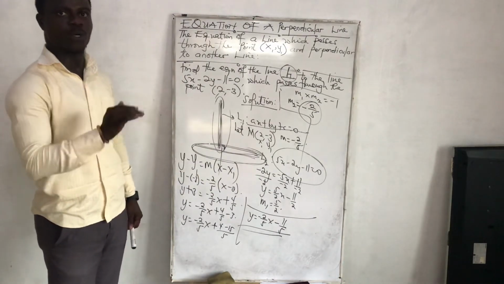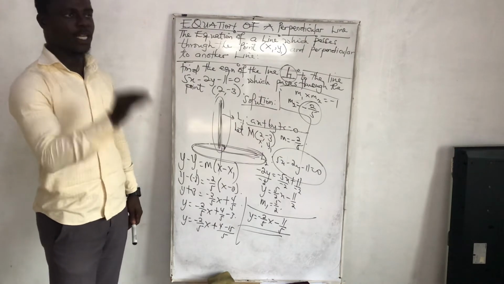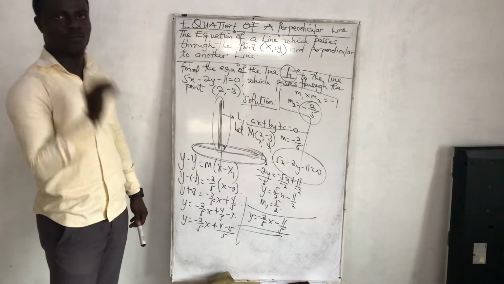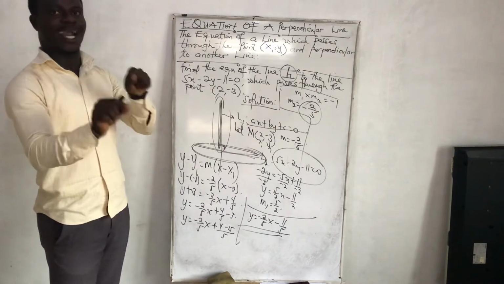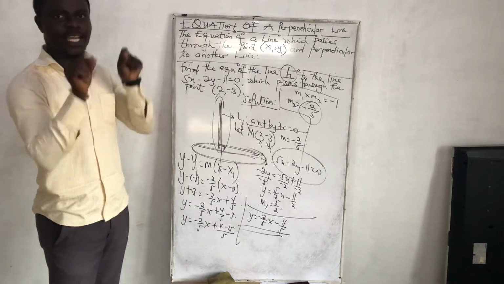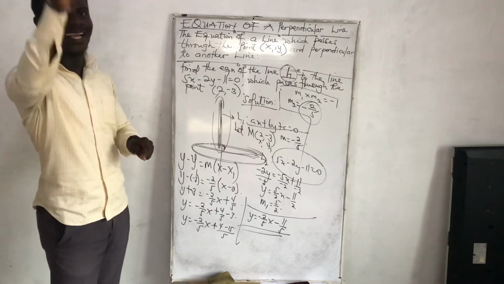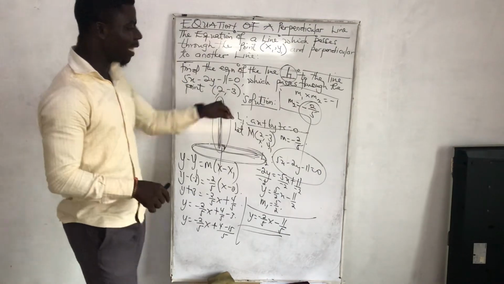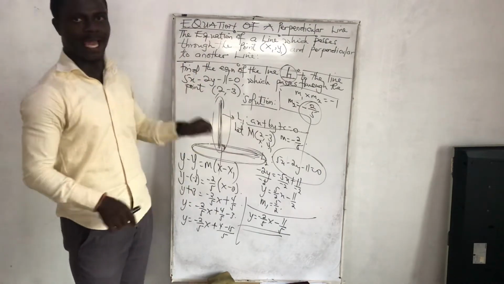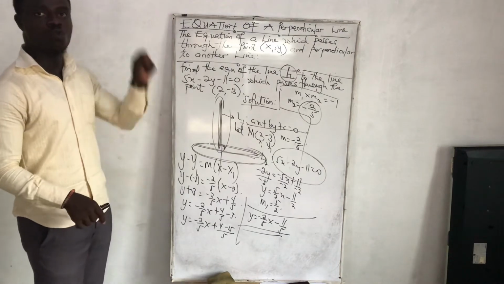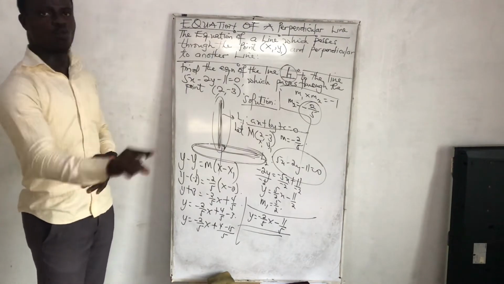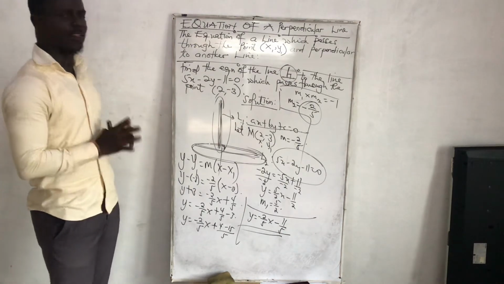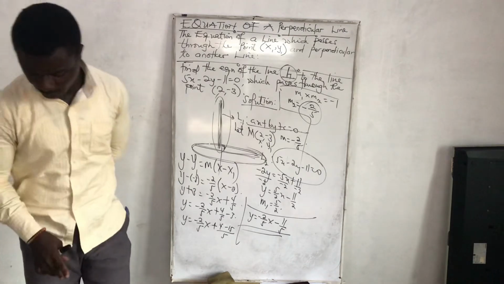So when you get the gradient, which is 5 on 2, just take the reciprocal. When you take the reciprocal, you get 2 on 5. Then you attach negative to it, so you get negative 2 on 5. The reciprocal of the gradient with a negative attached will be the gradient of this line, L1. Then you use the line which passes through this point M and the gradient negative 2 on 5 to find the equation of that line L1, the supposed line. Very, very simple. So kindly watch it carefully.